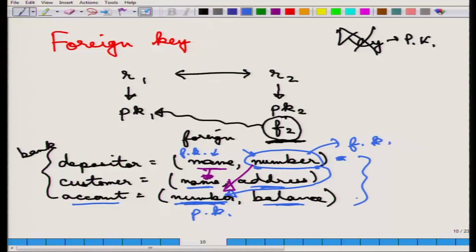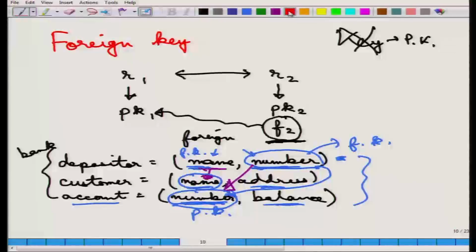This is why the concept of foreign key is important, and we will see much more about foreign keys later. Just a very quick digest: if a particular name does not occur in customer, it cannot occur in the depositor, and if a particular number does not occur in the account relation, it cannot occur in the depositor, because there cannot be information about an account for which there is no account balance. So, that is a foreign key. Just to complete the story, the relation which has the foreign key is called the referencing relation, and the other is called the referenced relation.